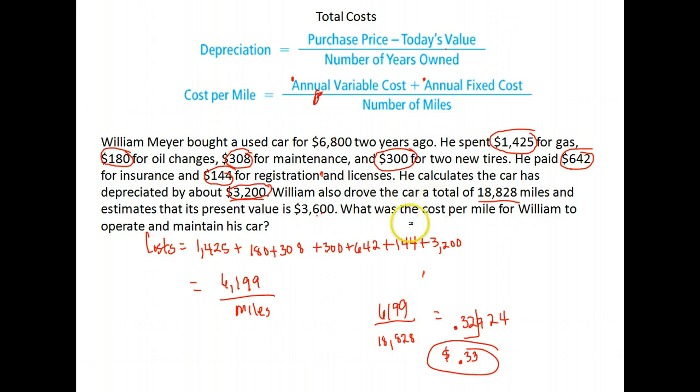So I know there's a lot of information in this question. Again, what you want to do to find the cost per mile is total all of the expenses. That includes the amount it's depreciated, and then you just divide by the number of miles that you've gone.